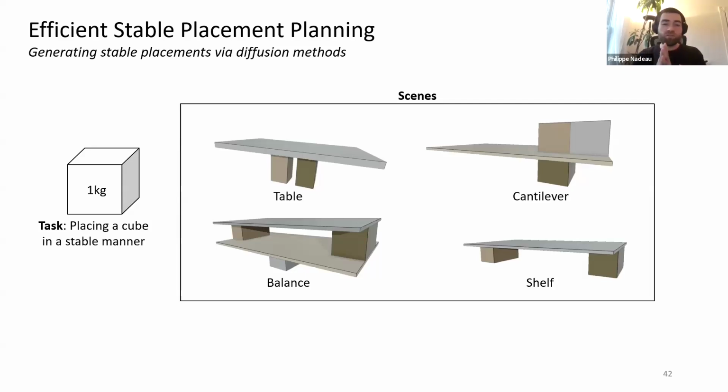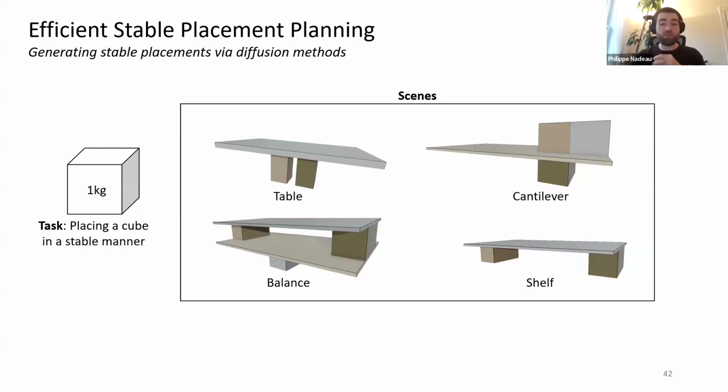Now recall that the goal is to generate stable placements in an arbitrary scene. And in this work, four scenes are defined along with a large number of examples for each scene. A diffusion model is trained on three of the four scenes and tested on the fourth. So in fact, four different independent models are trained, and each model is tested on the scene that was not part of its training data.